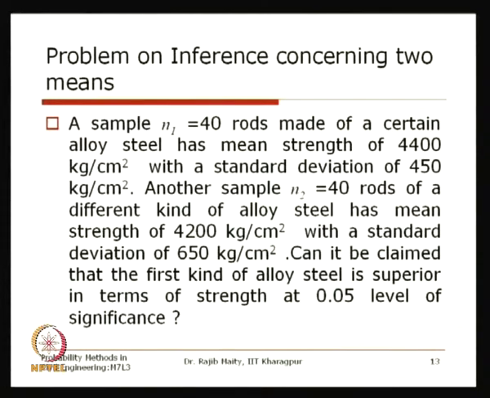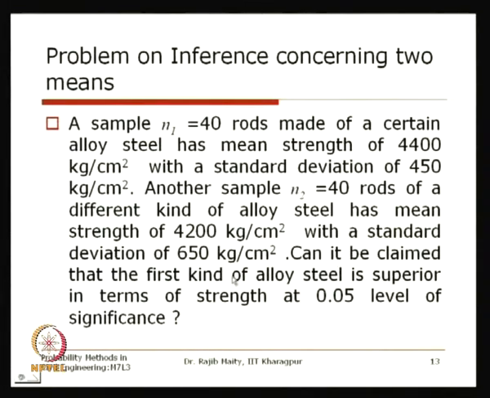First we will take one problem for the case when the sample size is large. A sample of n1 equals 40 rods made of a certain alloy steel has a mean strength of 4400 kg per centimeter square with a standard deviation of 450 kg per centimeter square. Another sample of n2 equals 40 rods of a different kind of alloy steel has a mean strength of 4200 kg per centimeter square with a standard deviation of 650 kg per centimeter square.